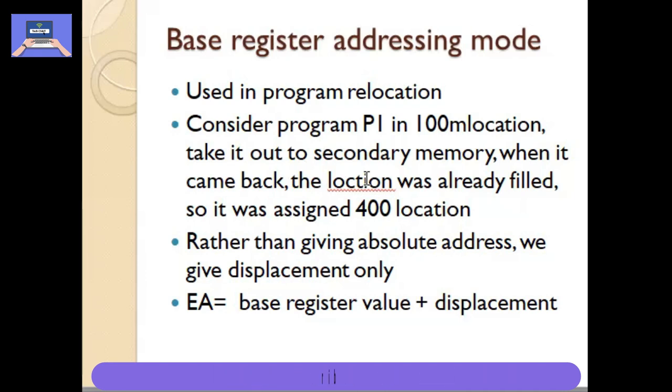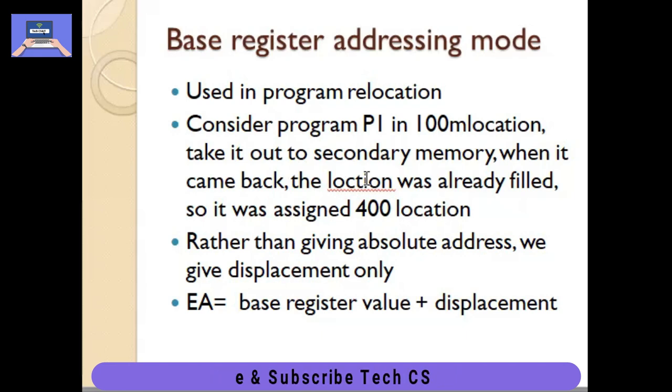So most of the time what happens is, for example, if in a program location we are given branch 550, and that program is reloaded in the 400 location, then when it goes to the instruction that says branch 550, it will consider that instruction invalid. In that scenario, the base register addressing mode is used, and what it says is that rather than giving the absolute address, we give the displacement only.